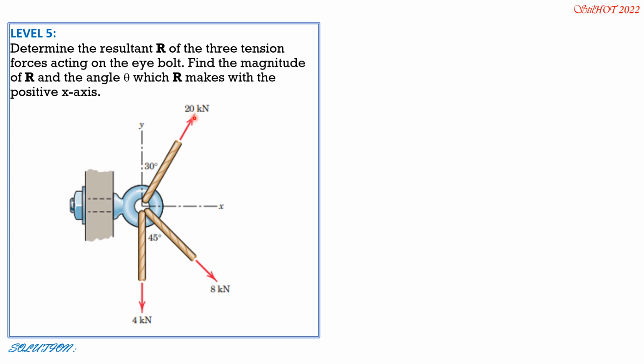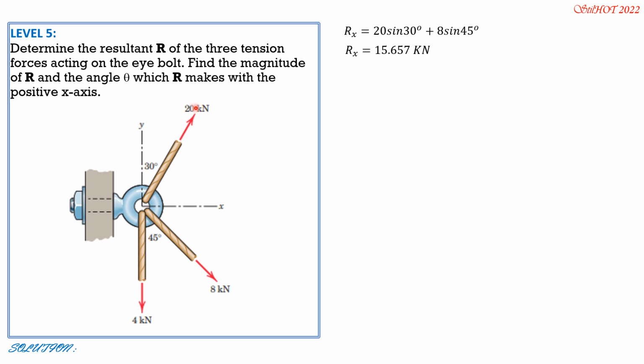So let's begin with 20. Its x component is positive, going to the right. It is 20 sine of 30, opposite of 30. So 20 sine 30. This is also positive. 8 sine 45, then 0. So Rx is 20 sine 30 plus 8 sine 45. So Rx is equal to 15.657 kilonewtons.